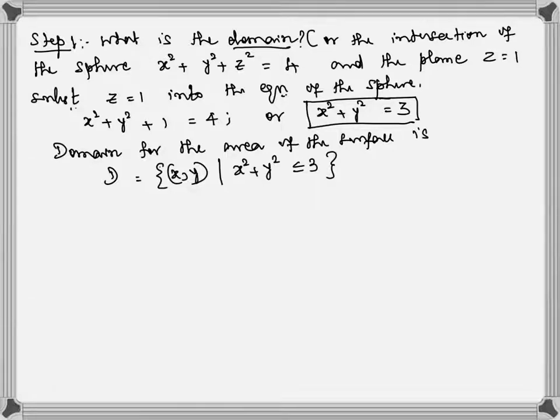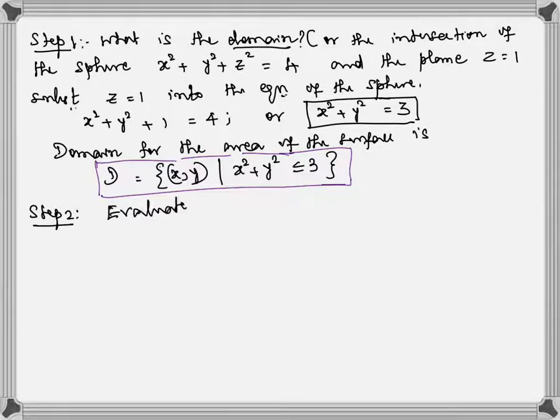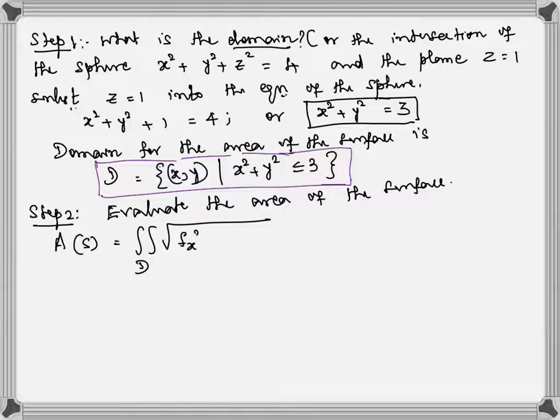Now let's get to step 2. That is to evaluate the area of the surface using that formula. A of S is given by the formula double integral over D, square root of f sub x squared plus f sub y squared plus 1 dA.